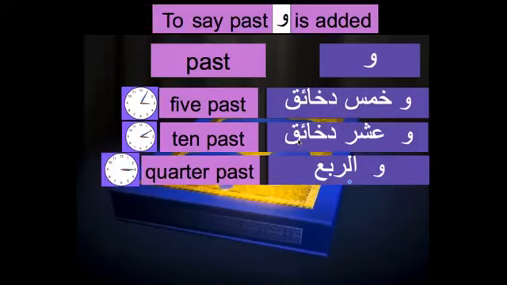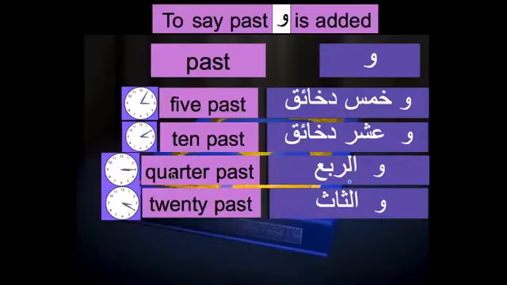If you want to say quarter past, or 3:15, quarter means roba. For quarter we use what is called a fractional number. 1/4 is roba. So we say as-sa'atu thalithatu wa roba. The time is 3 o'clock and a quarter, that is, quarter past 3. If it is 20, we say thuluth. Thuluth means 1/3. So 20 minutes is 1/3 of an hour. So 20 past 3 is as-sa'atu thalithatu wa thuluth.